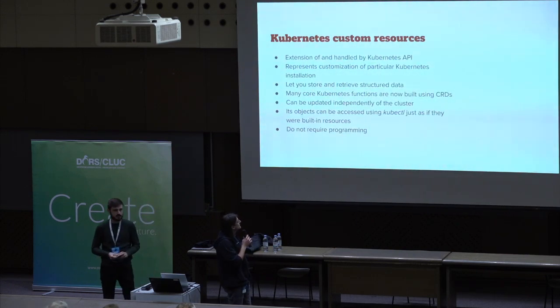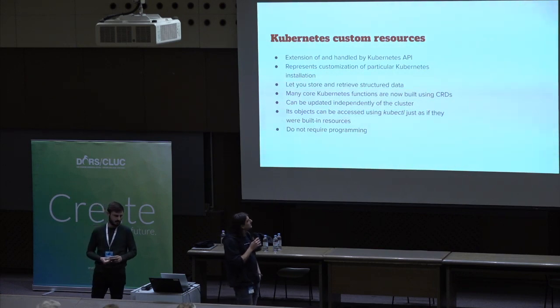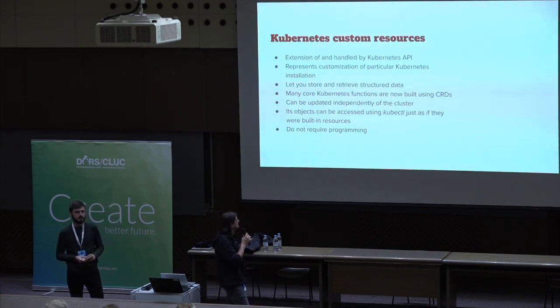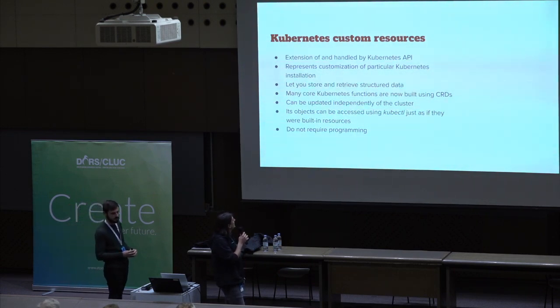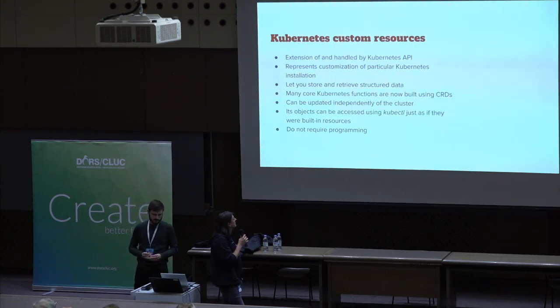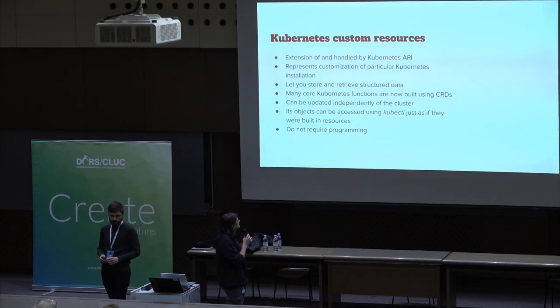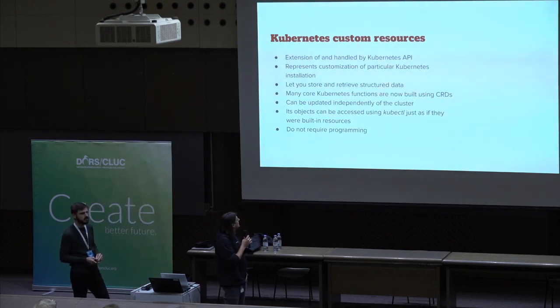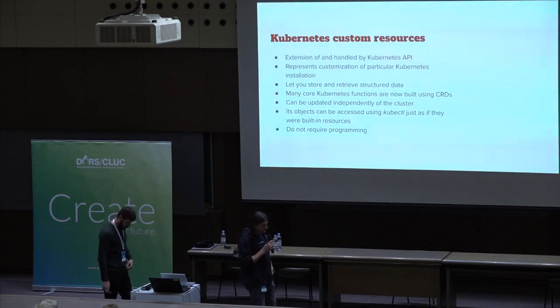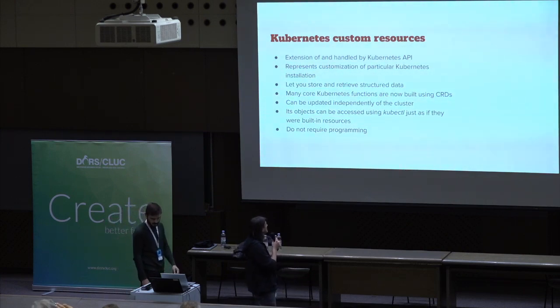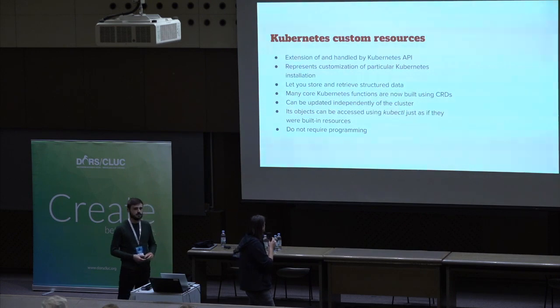Then, to be able to extend the API, we'll be using the custom resources, or CRDs. So basically, they are extensions of the API. They represent any customization of a particular Kubernetes installation. They let you store and retrieve structured data. And nowadays, many core Kubernetes functions are actually built using the CRDs. They can be updated independently. And once you apply the CRDs, they can be accessed using kubectl, just as if they were built-in resources.